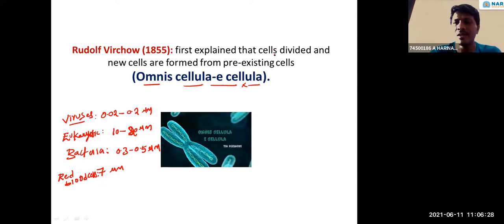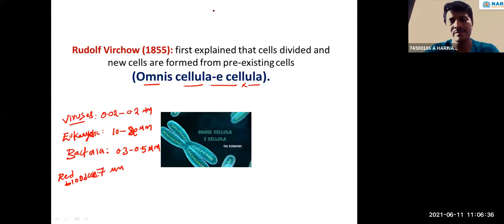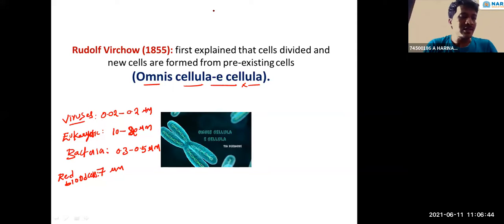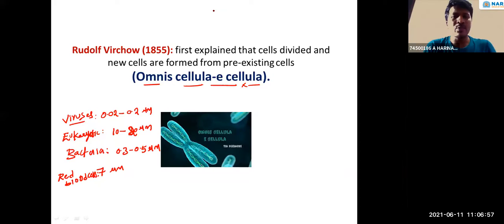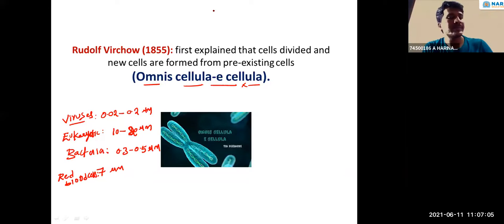So what is the largest cell? Egg of an ostrich. Yes. What is the longest cell? Nerve cell. Yes. What is the shape of red blood cells? Round and biconcave. Okay, right, fine. What is the smallest cell? Mycoplasma. Yes, Mycoplasma, right?